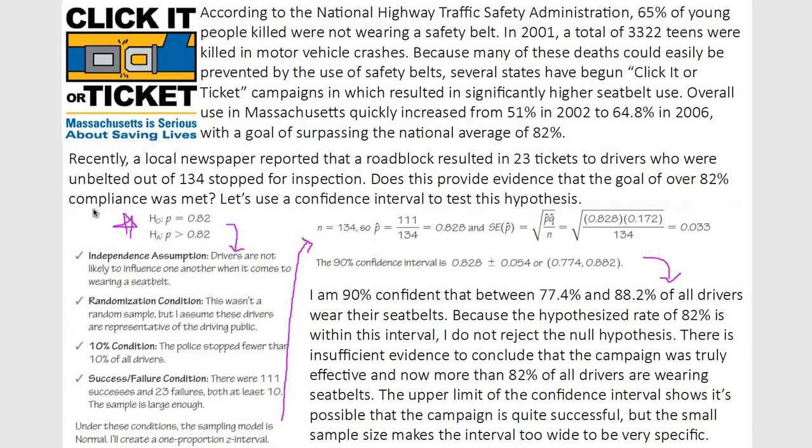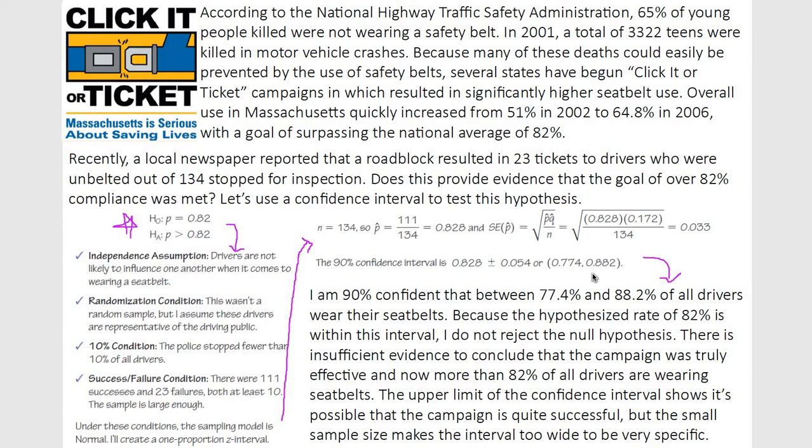All right, so the answer. Ooh, I pressed the wrong button. Okay, this one. So I started over here. You have your null hypothesis and your alternative hypothesis, right? The goal is that it needs to surpass the national average. So that's why it's greater than 0.82. You check your conditions. These are all good, so we can use our one proportion z-interval. We wrote everything down: we got n, p-hat, the standard error, and then you get your confidence interval.